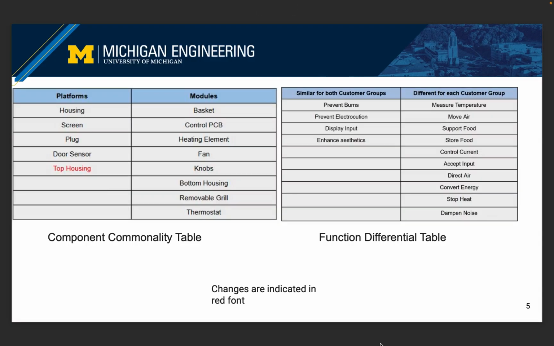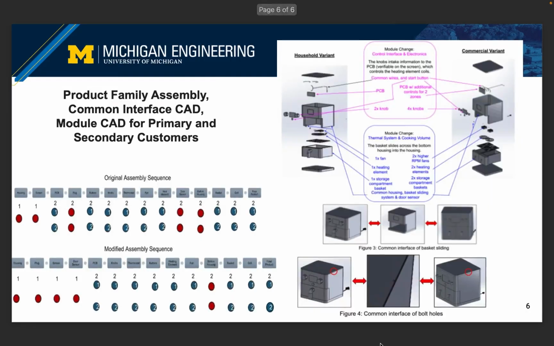For the commonality table and the functional differential table, we have analyzed which components and functions should be shared across product variants and which should be customized. Components such as housing, plug, screen, and safety features are common between both versions. However, functions related to cooking capacity, airflow, temperature control, and performance are differentiated to meet the needs of household and commercial customers.